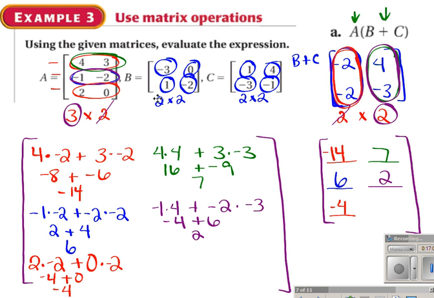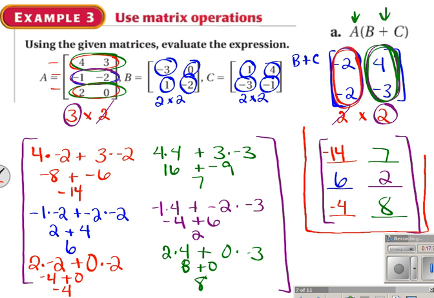And our very last element is located in row 3, column 2. So I'll be multiplying row 3 by column 2. So positive 2 times positive 4 plus 0 times negative 3. And we'll get 8 plus 0, which is 8. So there you have it. Your resulting matrix is a 3 by 2. Okay?